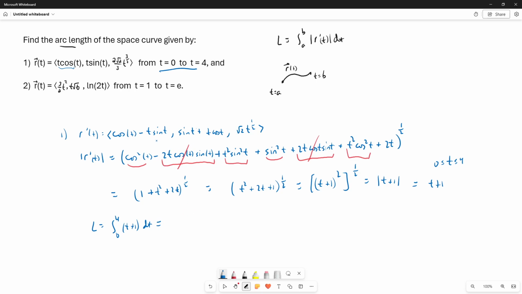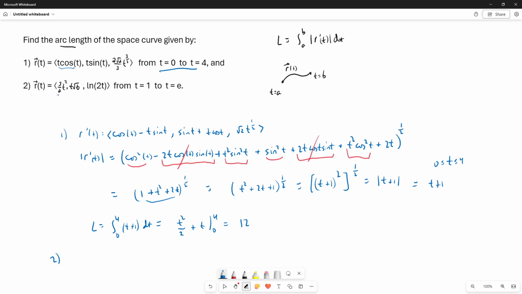We had a very contrived function so that there would be a lot of cancellation and combination of sine squareds and cosine squareds to give us this wonderful perfect square here. And so this is t squared over 2 plus t from 0 to 4, which is 12. So the length of the curve is 12. Let's try number 2.